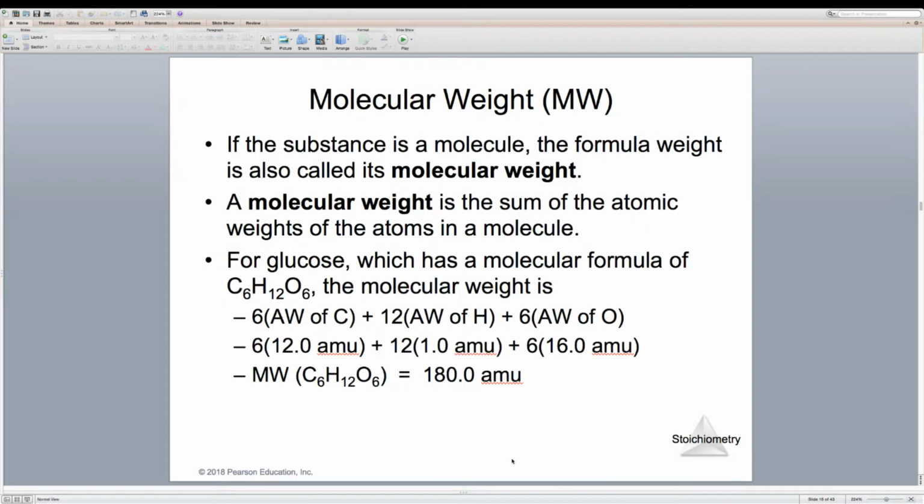The molecular weight is if the substance is a molecule, then the formula weight will also be called its molecular weight. And what is a molecule? A molecule is one or more atoms, right? If it is an elemental molecule, it will be one or more of the same atom, right? So molecular weight is the sum of the atomic weights of the atoms in a molecule, and glucose, which we see here, is sugar, and we see how they have solved for the molecular weight of sugar. And we're going to do some practice on that as well.